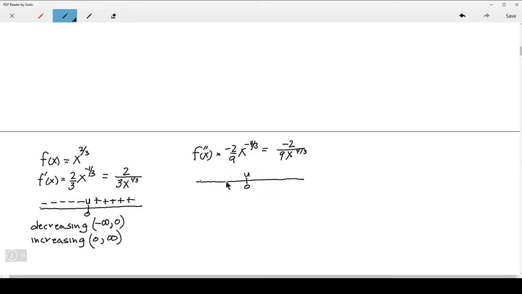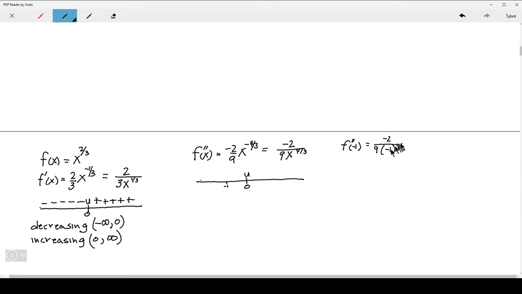So if I pick a point over here, say I pick -1. All right, now we got to remember some algebra here. If I put a -1 in here, so if I take f double prime of -1, that is going to be -2 over 9 times -1 to the 4/3. Now remember what the 4/3 means. That means we're raising this to the 4th power, then taking the cube root.